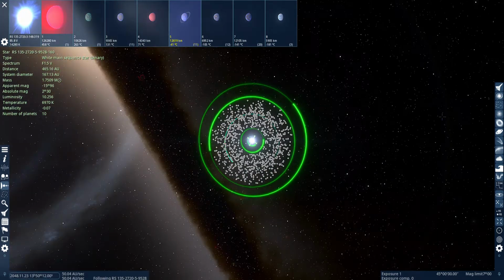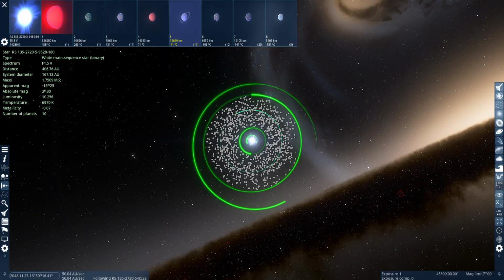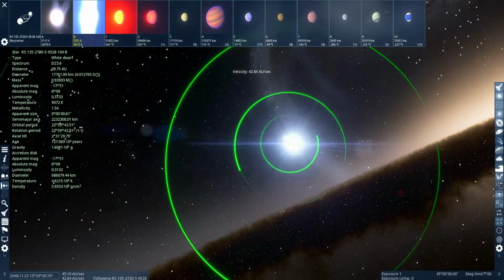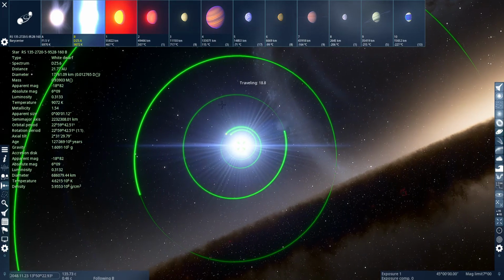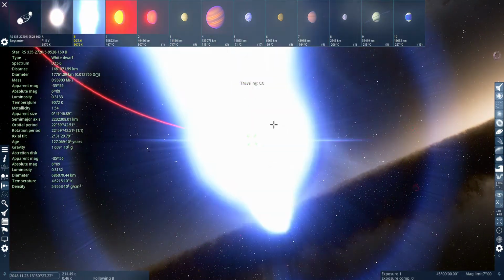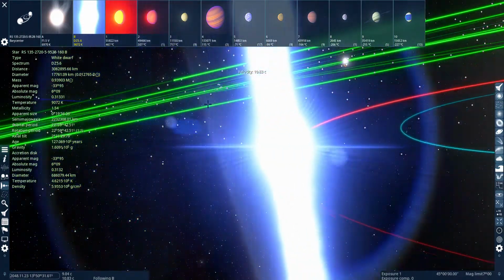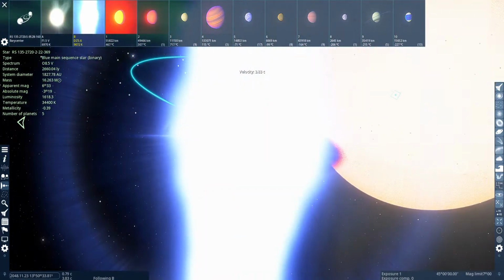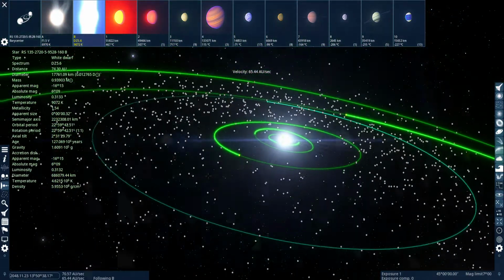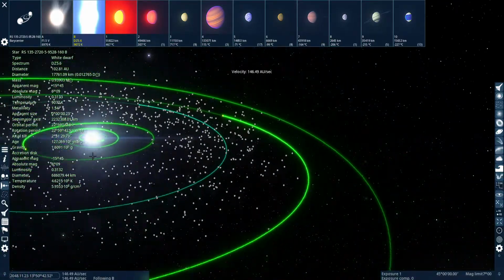Oh, it's a white dwarf also. There's actually a lot of interesting things in this system. Well, I guess this is why the system is dead. There's a white dwarf in it.